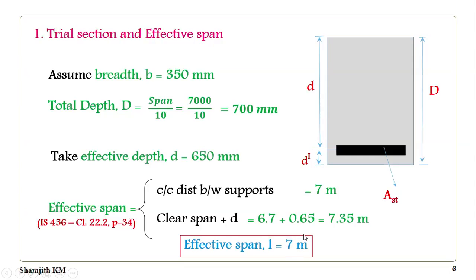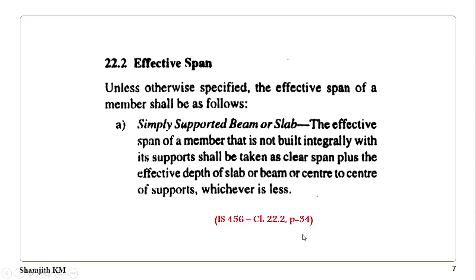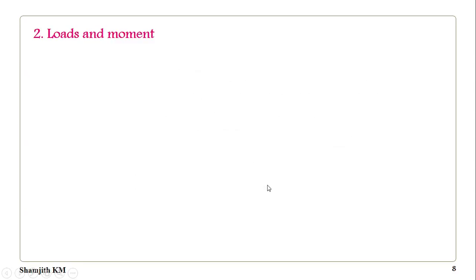Now the first step is over. This is the IS page which shows the effective span, that shall be taken as clear span plus the effective depth of slab or beam, or center to center of supports, whichever is less. The same thing we have explained.